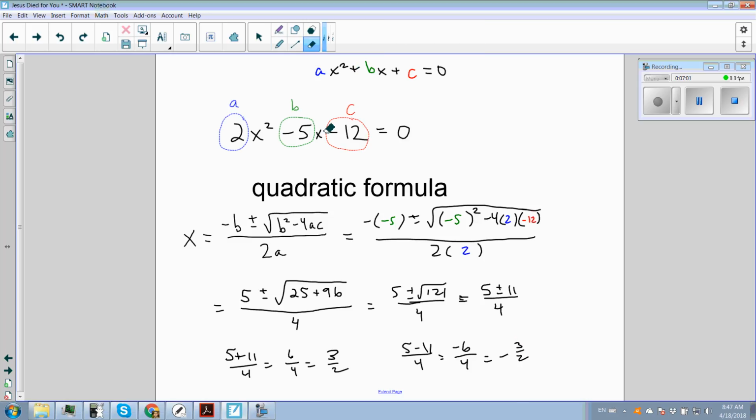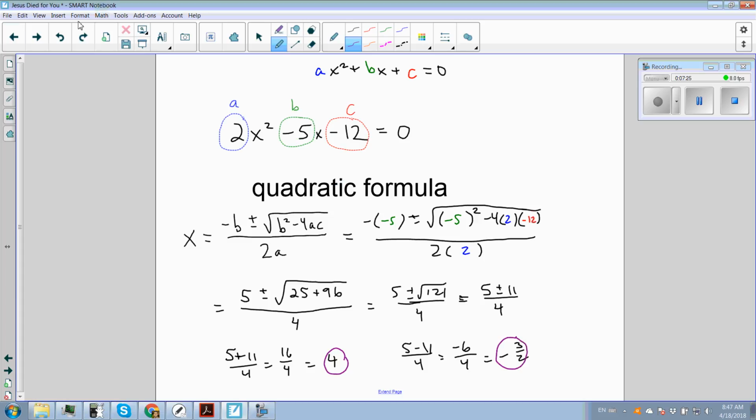What an embarrassing mistake for a public video. 5 plus 11 is 16. Divided by 4, and that equals 4. So these are your two solutions, 4 and negative 3 halves.